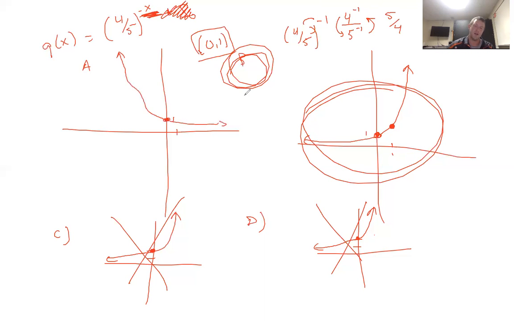So that's how I'd answer multiple choice questions. Look to see, is the point (0, 1) there, if it's just x. And then really just plug in a couple points and you should be okay. All right, let's do one more.